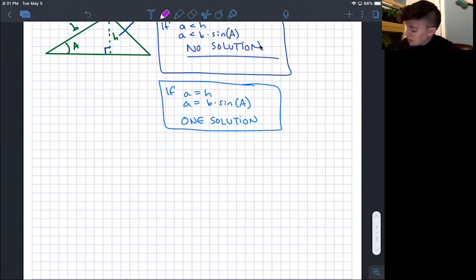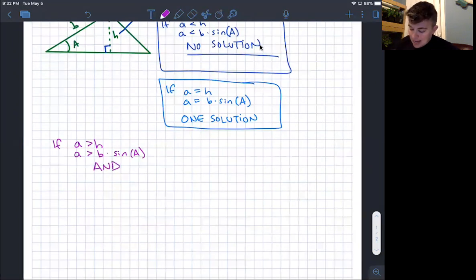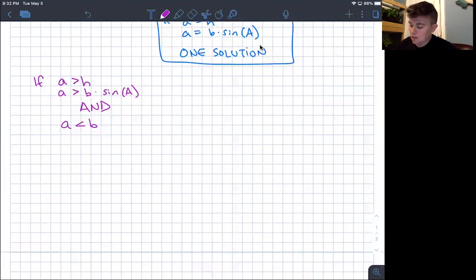Okay, so let's do this. If A is greater than the height, which means A is greater than B times the sine of A, and, this is important, A is less than B. So if A is greater than the height, but A is also less than B, let's just sketch out what that looks like real quick. I'll stick with purple.